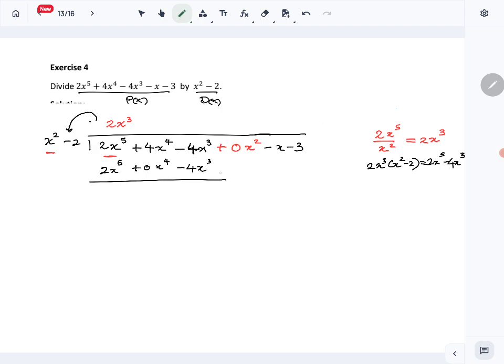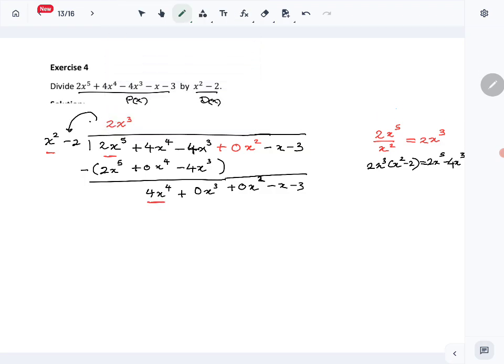Then subtract. Our first step is subtracting, right? So what happens? 2x to the 5 and minus 2x to the 5 cancel. This one you get what? Just 4x to the 4. Plus 0x cube, because these two also cancel. Minus 4x cube plus 4x cube plus 0x squared minus x minus 3. So after the first step we have that. Keep the placeholder terms, the 0 terms. Then you won't make any mistakes when subtracting.